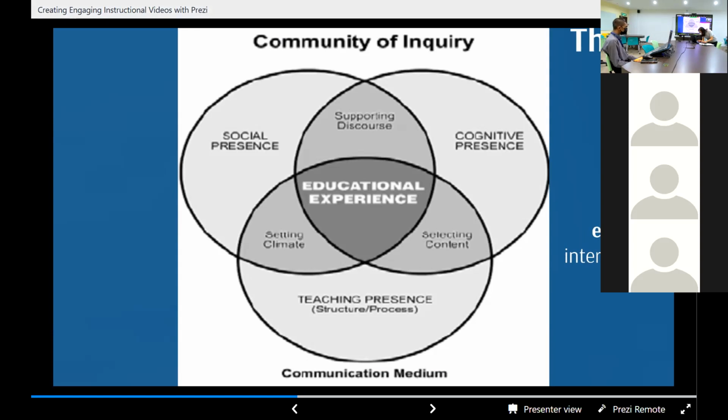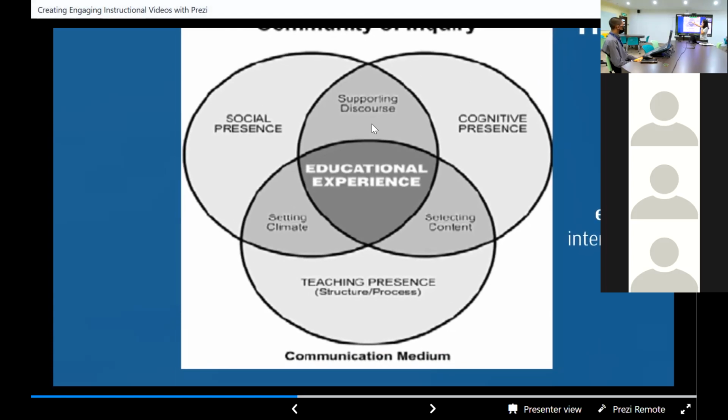Somebody said something, right? Yeah, Michelle, can you give an example of supporting discourse? The top. The social presence and cognitive, this one. Only the supporting discourse. Yeah.